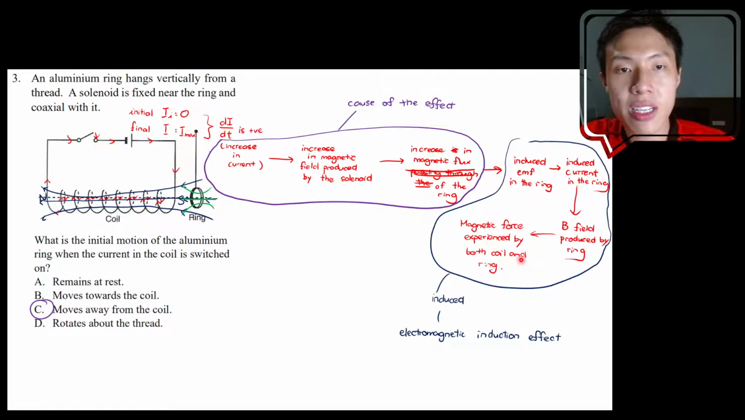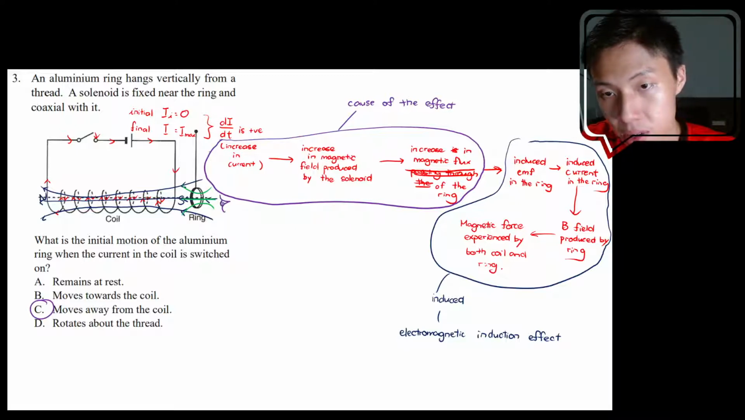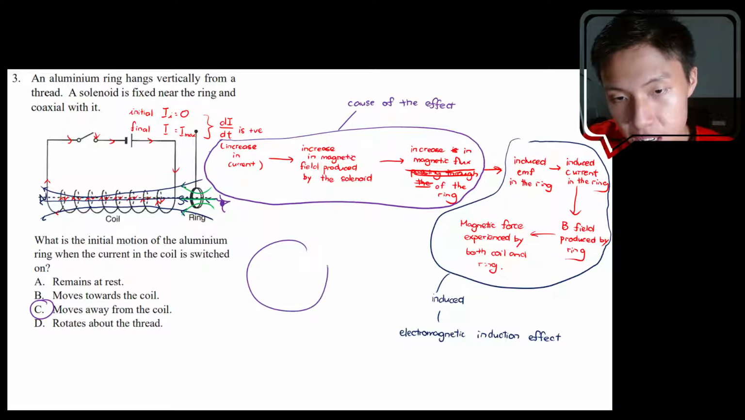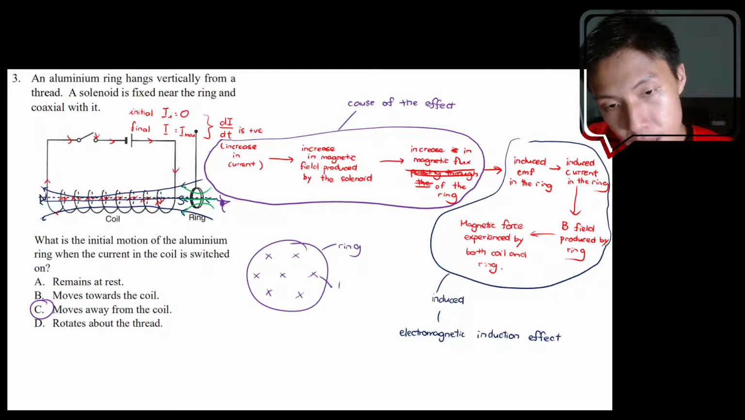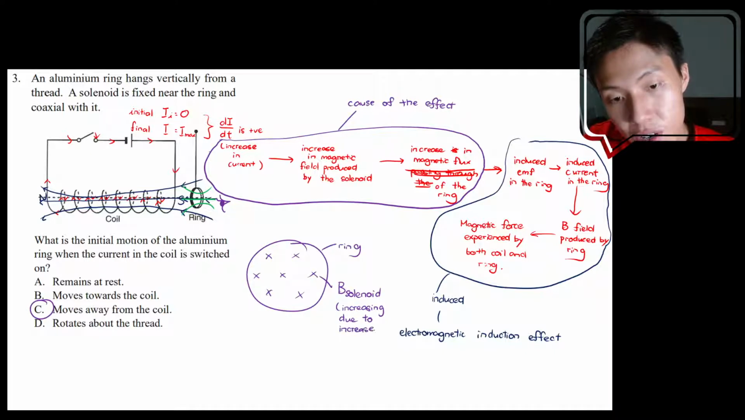Magnetic force will be in the direction to oppose the increase in the magnetic field. Okay, so right now the situation is, if you look from this angle, you see that the ring is like this. Then for this situation here, there is a magnetic field. This is the ring. This is the magnetic field of the solenoid. And it's increasing due to an increase in current. This is the situation right now.